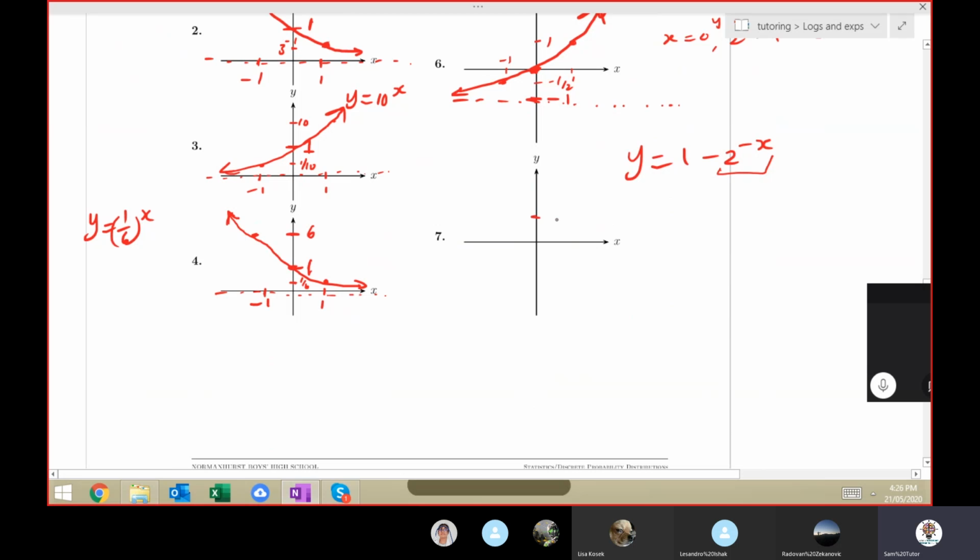So, what's your asymptote? What would be the asymptote? 1. Yes, at 1, because you're going to shift it up 1 when it's concave down. And then, what's it going to cut through? It's going to cut through here, 0. Cut through. No idea?